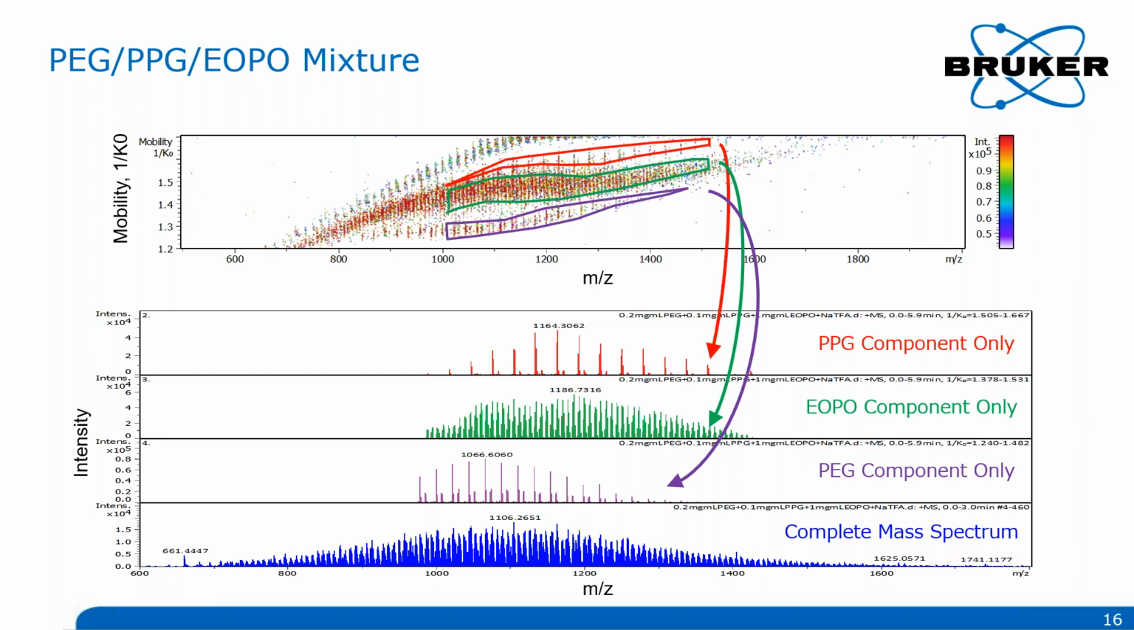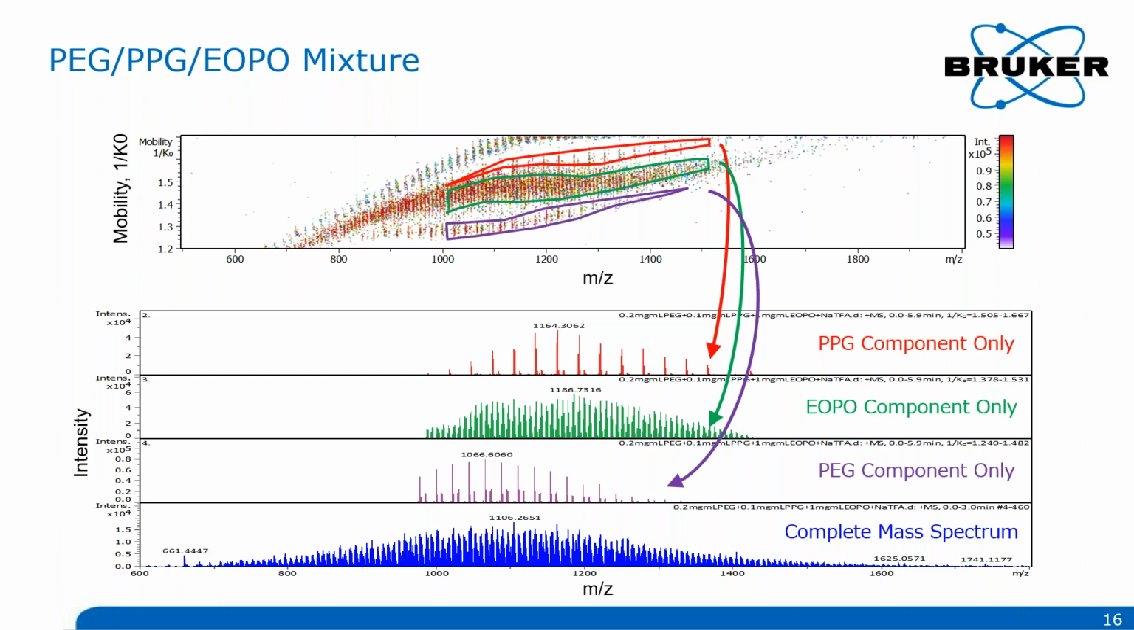The purple region contains only PEG. It looks a little cut in a lower mass range. I would probably extend the selection region to the left, but I'm not the one doing the experiment. In the green region, we have the EOPO copolymer, and the blue mass spectrum on the bottom is what you would get without TIMS separation.